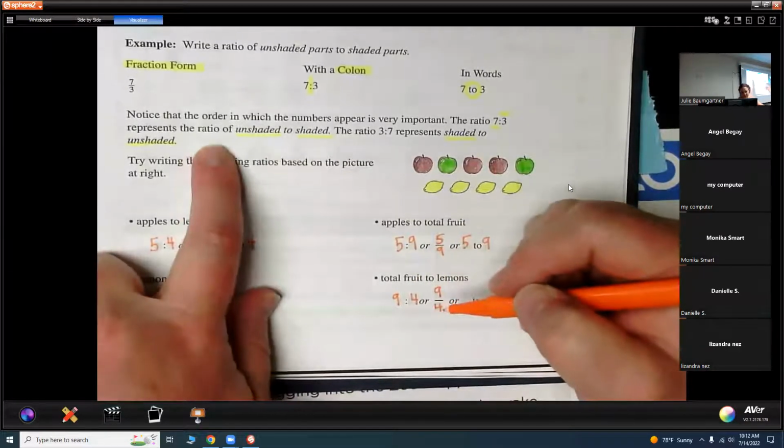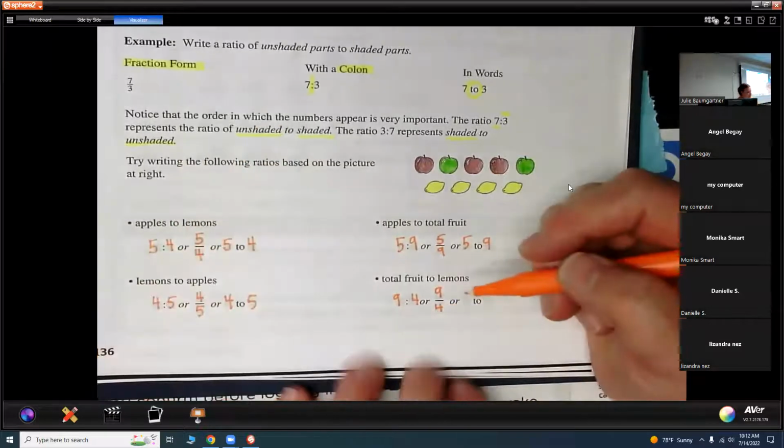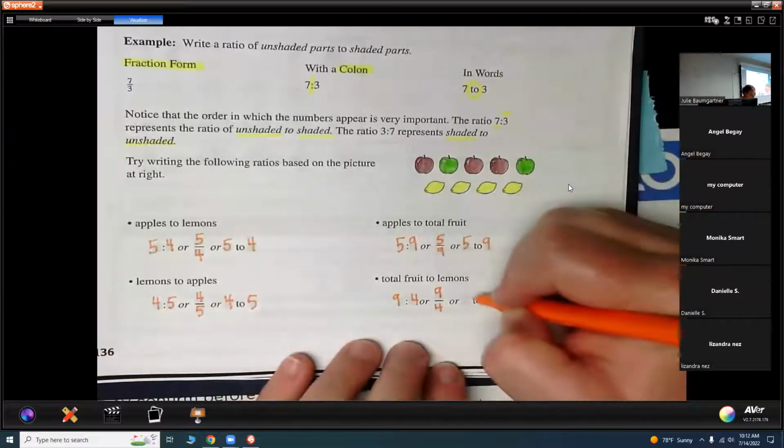Because just like it's saying here, right? The order matters. We're always going left to right.